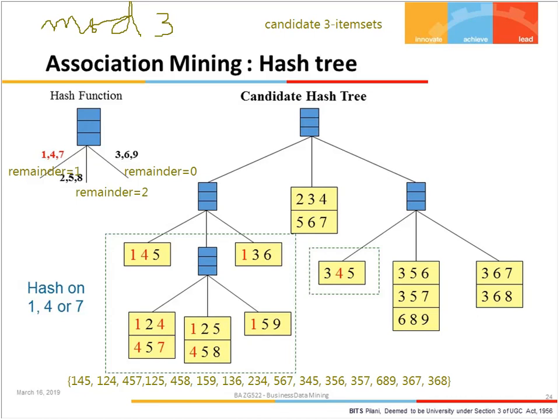Then in the left branch, the next item is 4. For item 4 also the remainder is 1, so it is the left branch again. So for this one we use 4, and then we set up a node here. Actually, this is an intermediate step. To start with, the node would have been here only, but the depth will increase as the node gets overflowing.